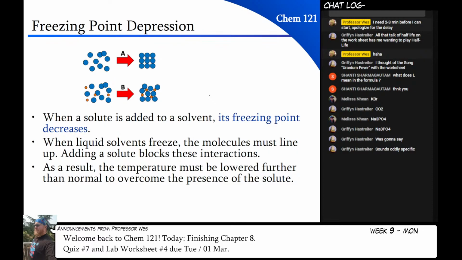Now, freezing point is really just the maximum speed that molecules can move before they just get attracted to something and lock into place. If I have stuff in the way, I have to slow down my molecules even further before they will arrange into a solid.